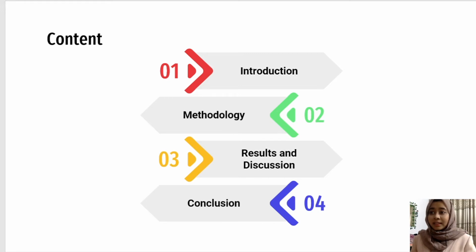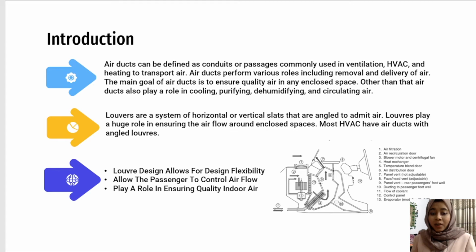Firstly, I'd like to discuss what air ducts are. We are all aware of air ducts. They are conduits and passages commonly used in ventilation, HVAC, and heating to transport air. What are louvers? Louvers are a system of horizontal or vertical slats that are angled to admit air. They play a huge role in ensuring airflow around enclosed spaces. What are the roles of louvers? They play a huge role in design flexibility, they allow the passenger to control airflow, and they play a huge role in ensuring quality indoor air.